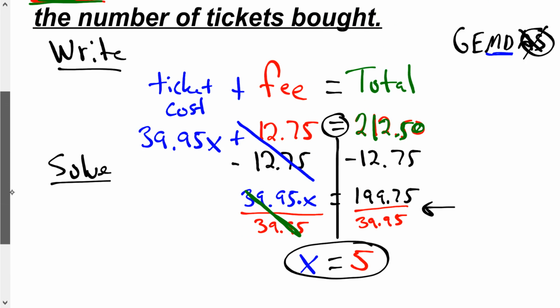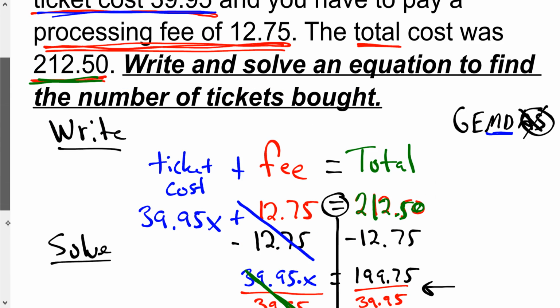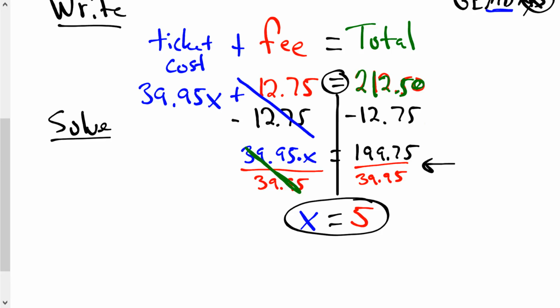So going back to the context of the question, what does that mean? Well, we solved for the number of tickets bought, because that's what we didn't know. So we solved for that unknown. So 5, how about 5 tickets in this case?